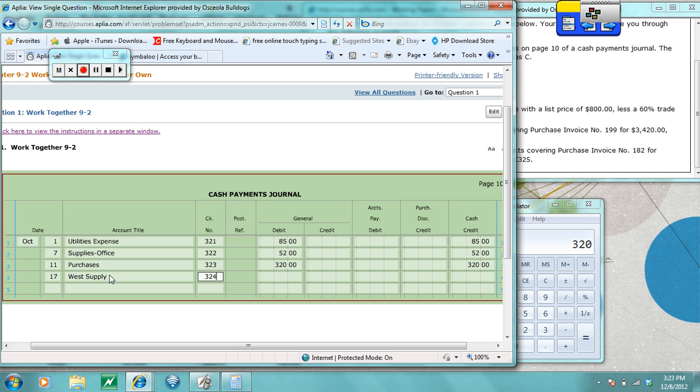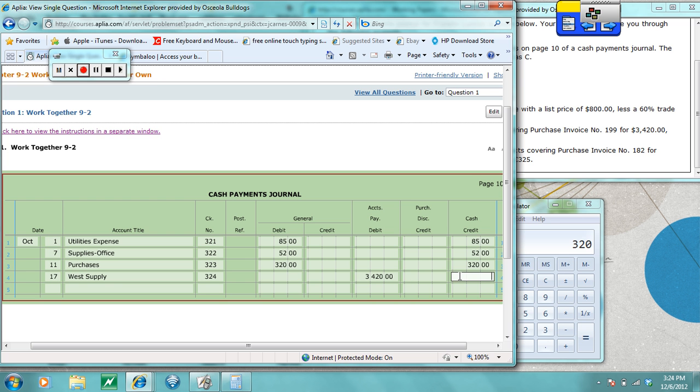Check 324. Now here we get a little tricky. We have purchase discount credit. We have accounts payable debit. And we have cash credit. So our two credits must equal our debit. So this is what was journalized that we owed them, right? So in our accounts payable earlier, which was in our purchase journal, we had this number. So we have to debit it for $3,420. If we don't, we would still owe them.